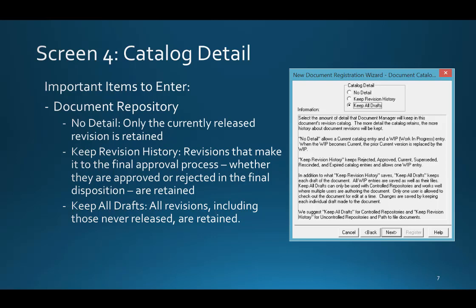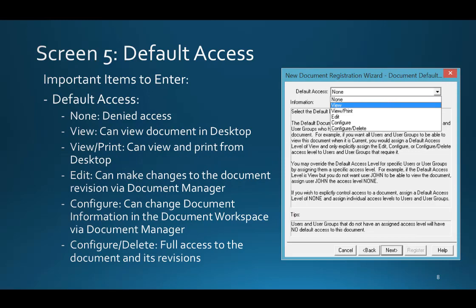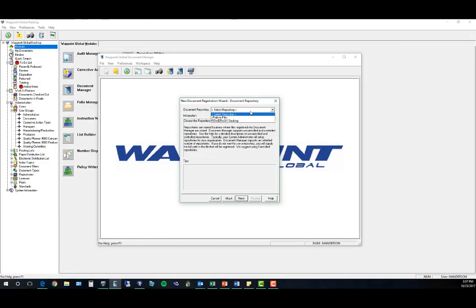If you do not want to store this document in a repository, select Path to File. Waypoint Global strongly recommends that you use repositories to take advantage of the security, enforce practices that promote document control, and to maintain a full audit trail. For our example, we will select the PowerWay repository and select Next.